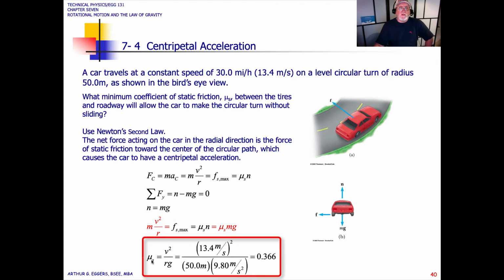So if we solve then for μs, the first thing they ask us for, what is the minimum coefficient of static friction? It's equal to the velocity squared divided by the radius times the acceleration of gravity. So we drop our values in here, 13.4 meters per second, all of that squared, over 50 meters times 9.8 meters per second squared, and we get a coefficient of static friction, μs, of 0.366.